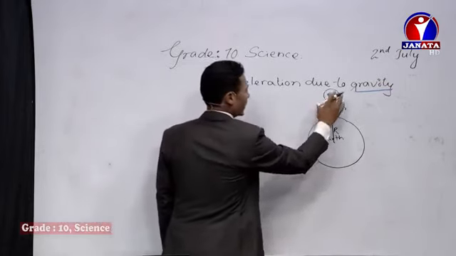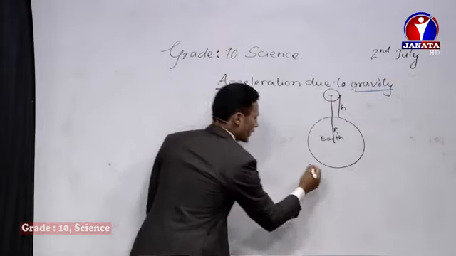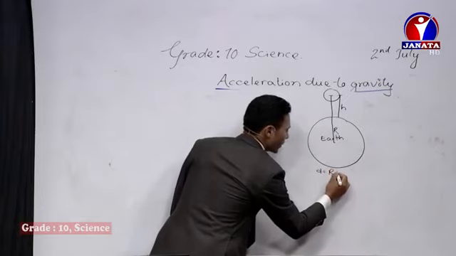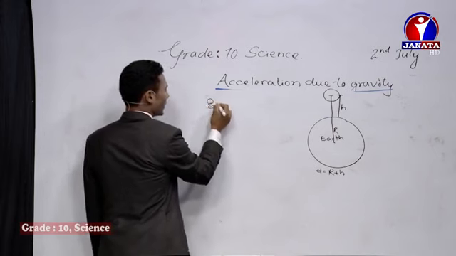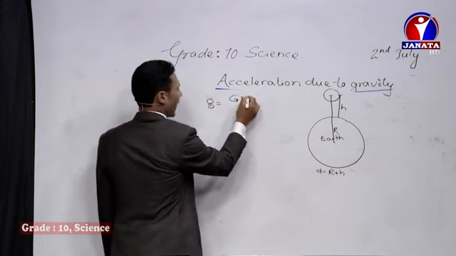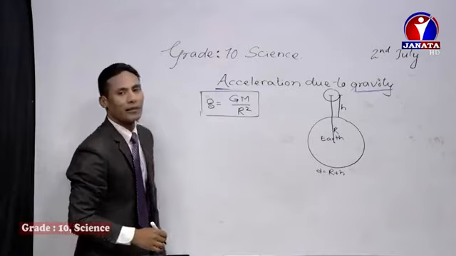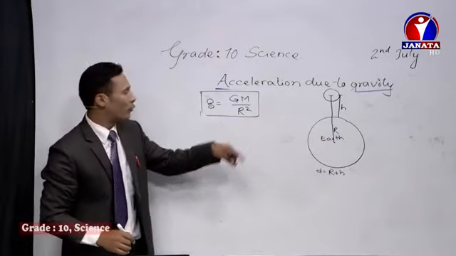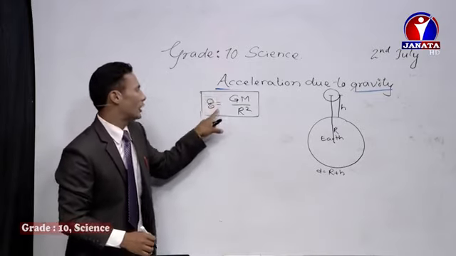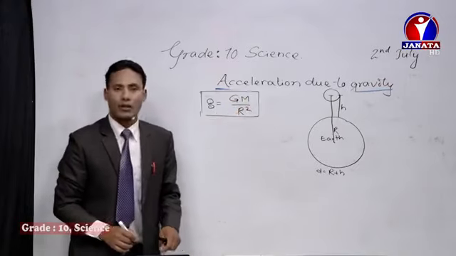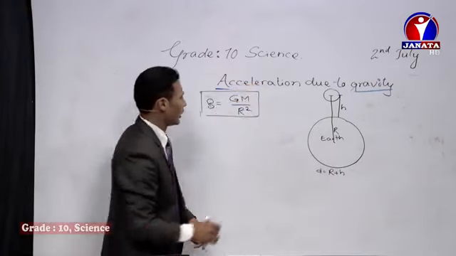I have said this is the object which is at a certain height h from the surface of the earth. So the distance between them, d, equals r plus h. We have the formula g equals capital G capital M by r square. This is the formula when the object is at the surface of the earth. When we put the object at the surface of earth, the formula for calculating the acceleration due to gravity is g equals GM by r square. Now we are taking the object at a certain height from the surface of earth. So let's check for this one.